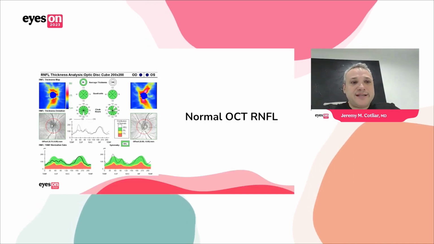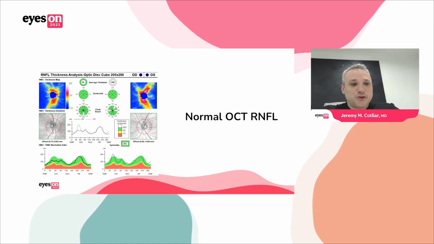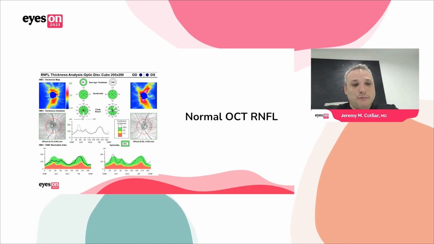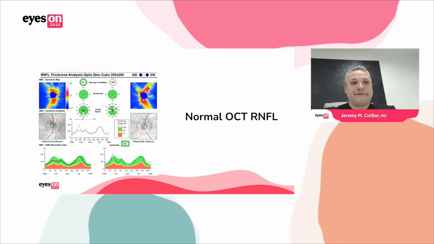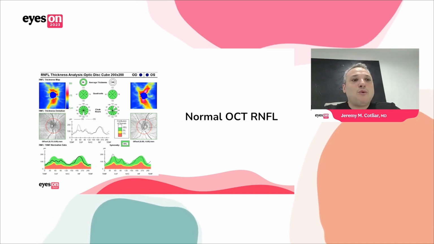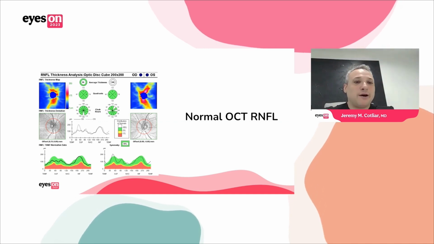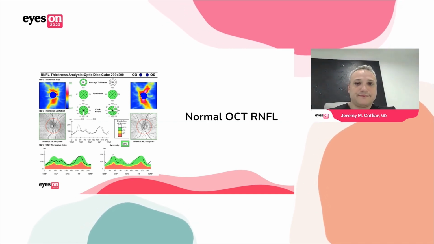So for a normal OCT RNFL, we like to see lots of green. In this picture, there's lots of green. On the bottom, it shows temporal to superior to nasal, and everything is staying above the yellow borderline, which is indicative of a healthy optic nerve. And in the top blue pictures, we want to see the fire coming out of the optic nerve, and that fire indicates healthy retinal nerve fiber layer.